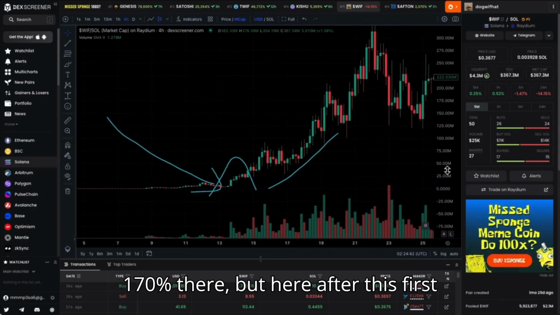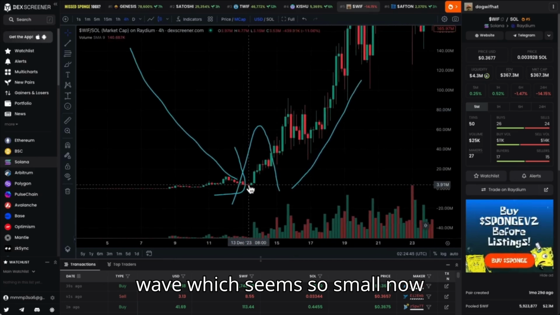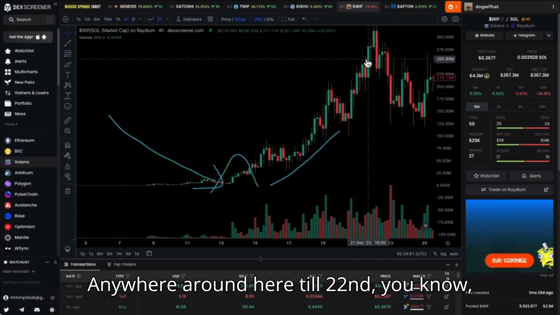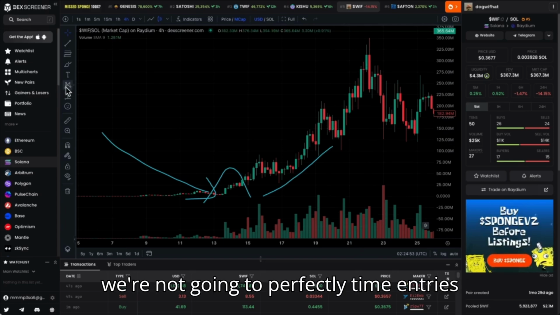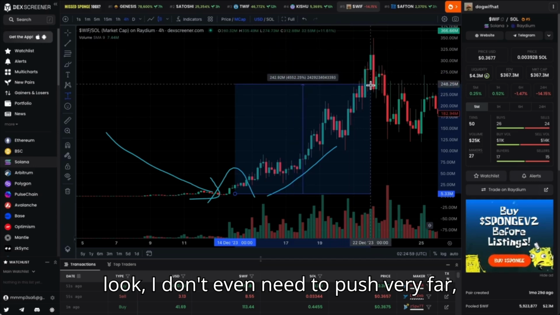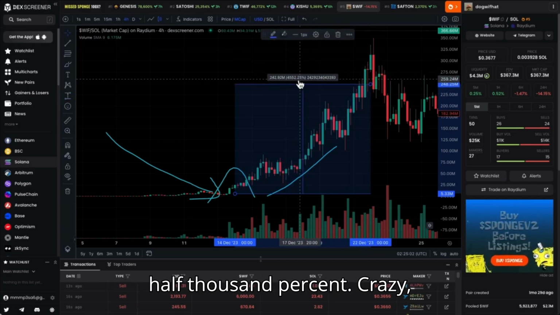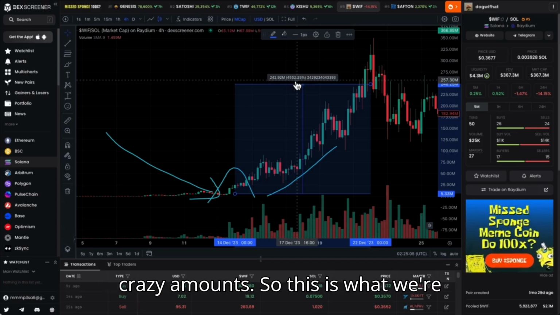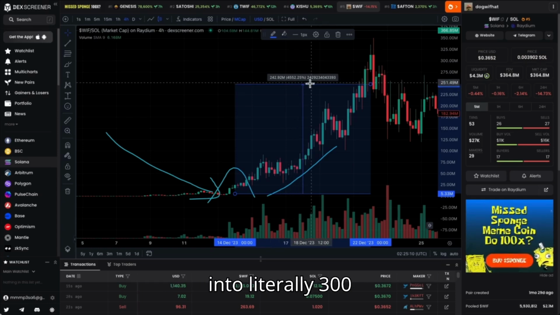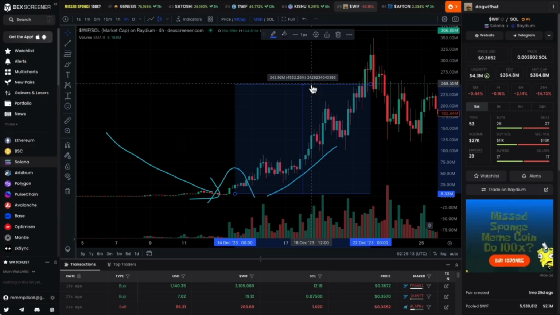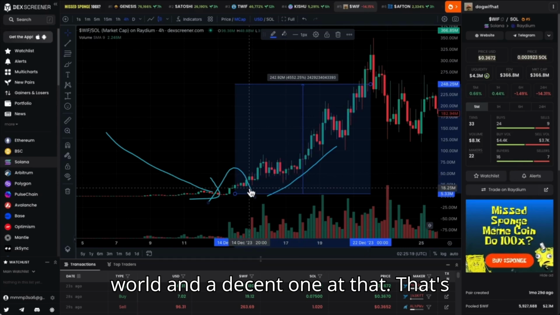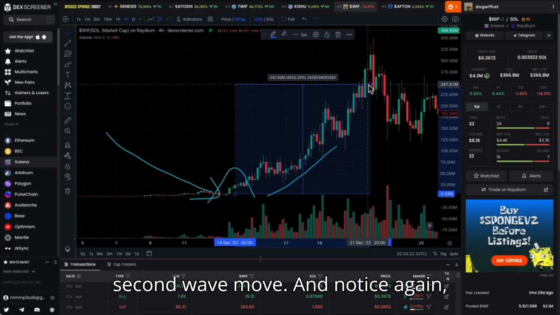But here, after this first wave, which seems so small now, if we had gotten in on 13th of December, let's say, and ridden it up, anywhere around here till 22nd, we're not going to perfectly time entries and exits, of course. But generally, look at these numbers, 4,500%. Crazy amounts. So this is what we're talking about. This is how you hear stories where people turn $100 or $1,000 into literally $300 or $400,000. So literally enough to buy a house cash pretty much anywhere in the world, and a decent one at that. That's where you make these gains. That's a second wave move.